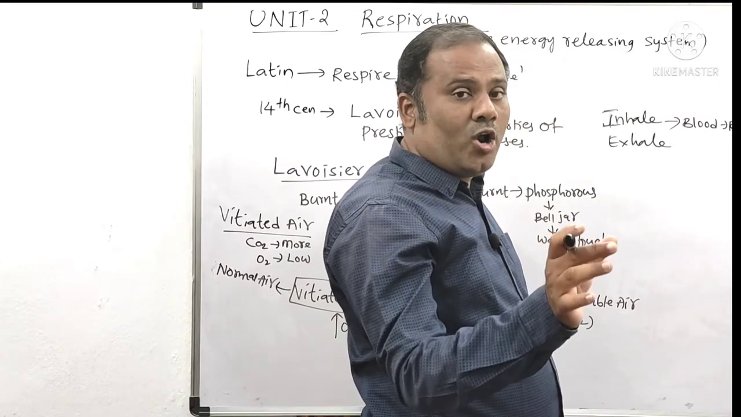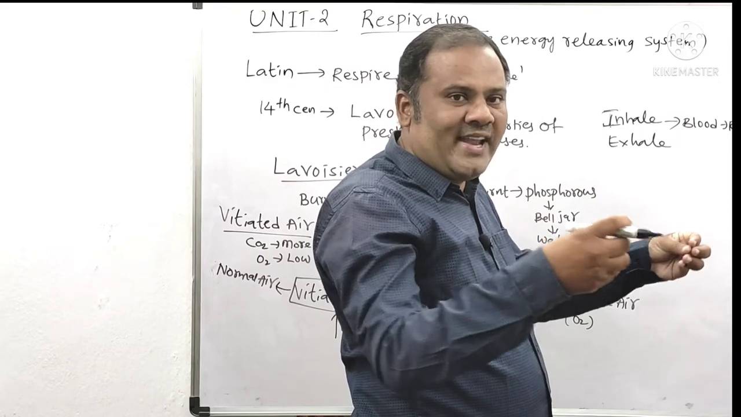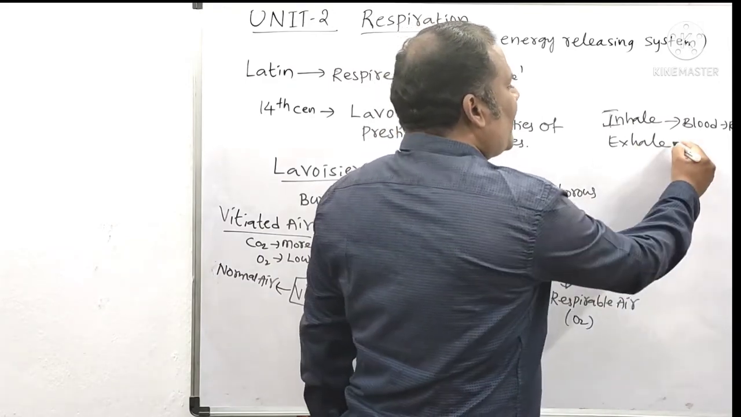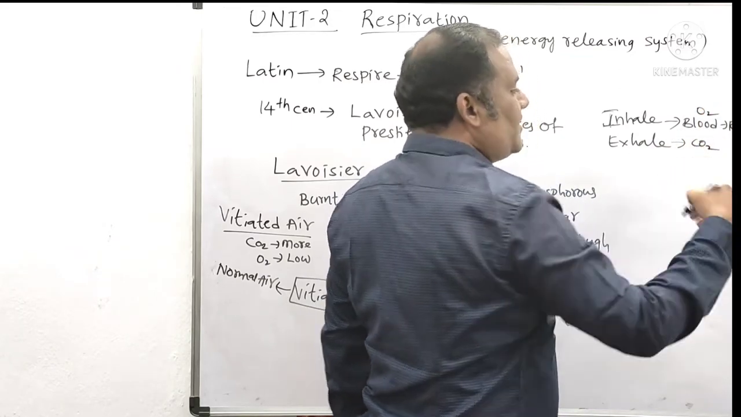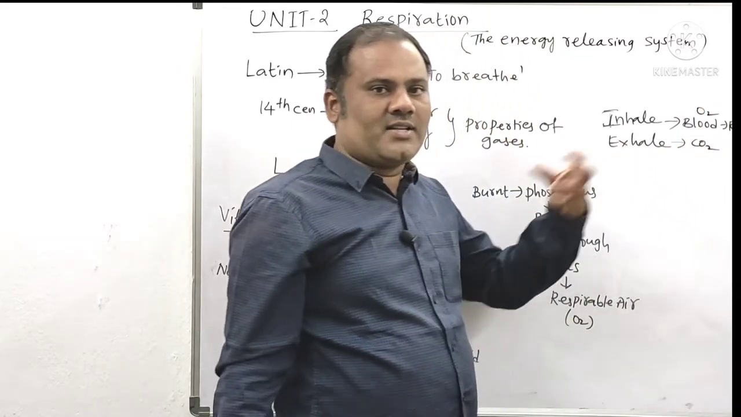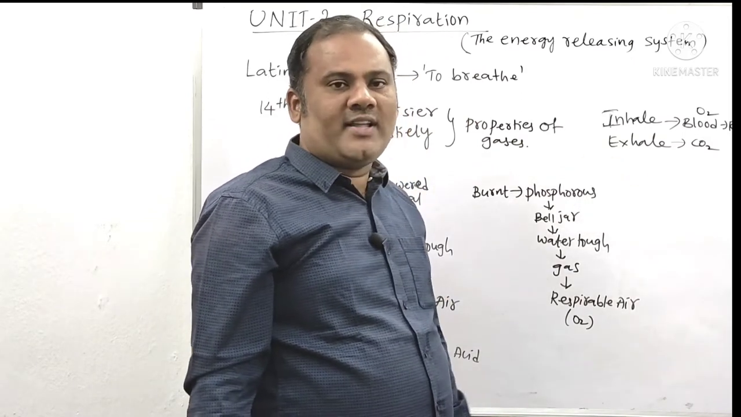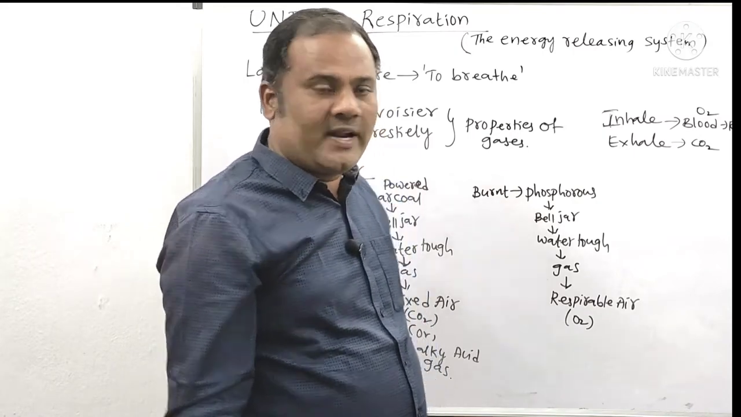Why? Because the hemoglobin molecules present in the blood bind with oxygen and form the bright red color. And in the second stage, exhaling, carbon dioxide is removed out. In the inhaling process, oxygen is taken in. In this way, they came to know about inhaling and exhaling, the two stages in the process of respiration.